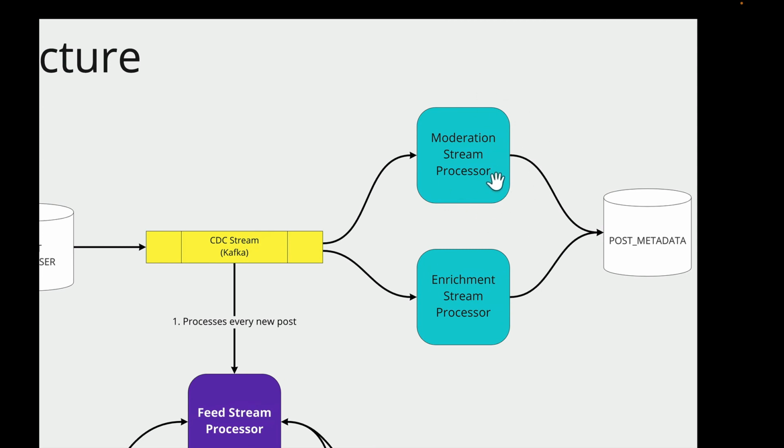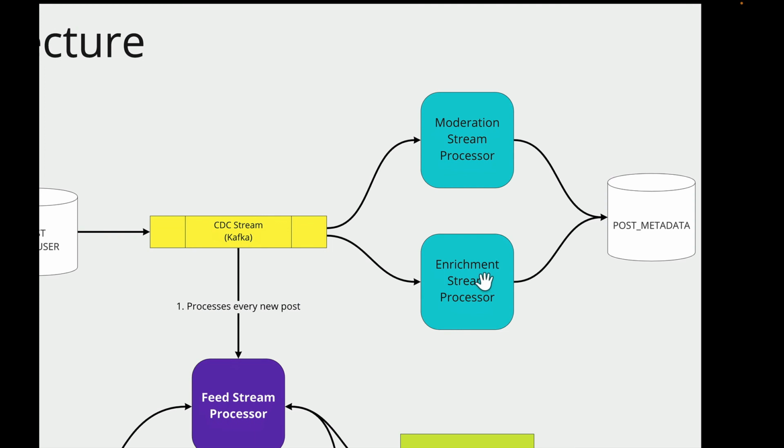You have two stream processor jobs over here. One is moderating the post, so it makes sure that the post is not inappropriate or illegal. And then you have another enrichment stream processor. This is extracting all the different metadata and enriched data about a post and storing it in some other database. Both of these are happening in real time. And of course, given the volume of post creation, you can scale the processors up and down.